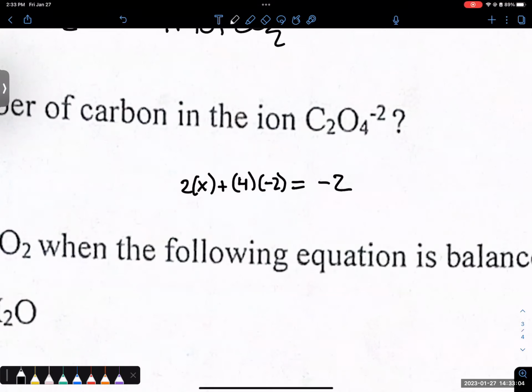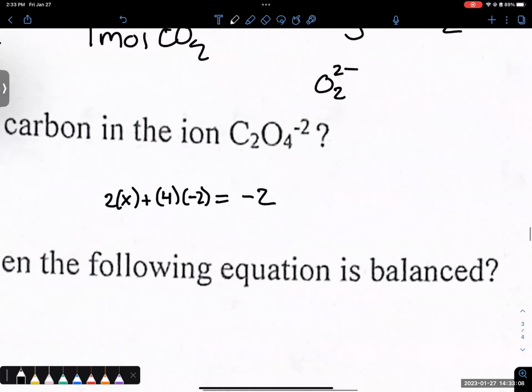The only exceptions are the peroxide anion, which has 2 oxygens, each with a -1 charge to give it an overall -2 charge. And when oxygen is bonded to fluorine, as in OF2, in this case oxygen would have a +2 charge. Those are the only 2 exceptions for oxygen, okay?